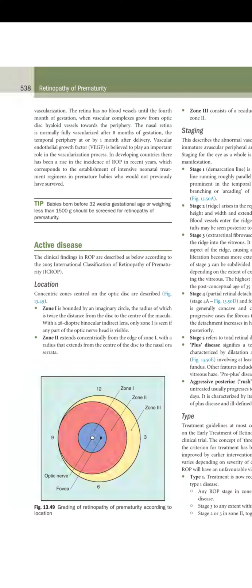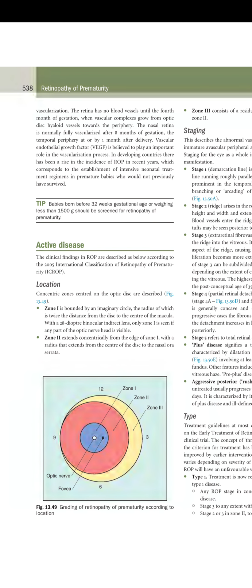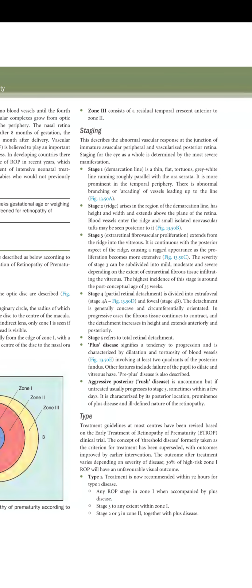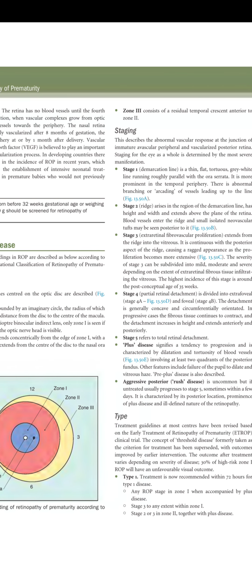Zone 2 extends around the disc from the edge of zone 1, with the radius that extends from the center of the disc to the nasal ora serrata. So basically you start from the ora serrata and then you put a diameter around it. So that is the part of zone 2, and the remaining temporal part is known as zone 3. Zone 3 consists of a residual temporal crescent anterior to zone 2.